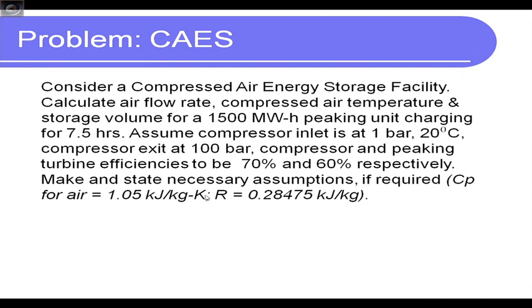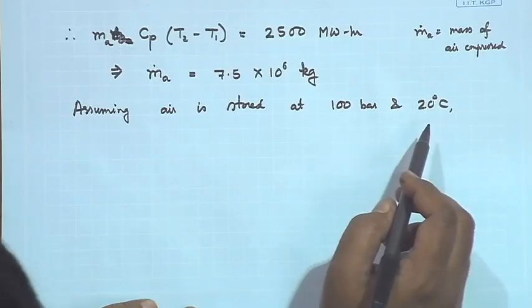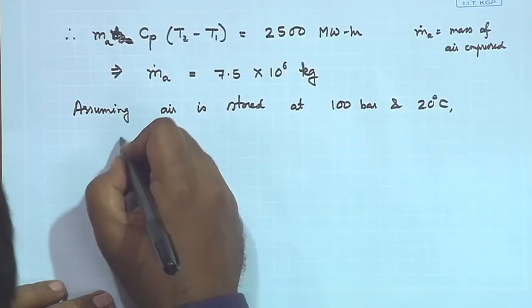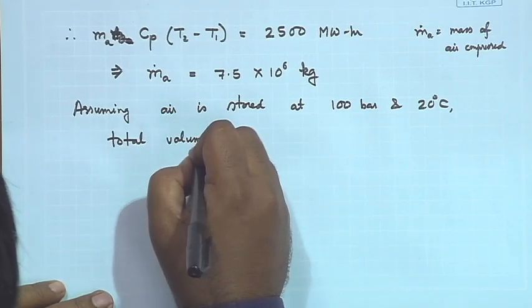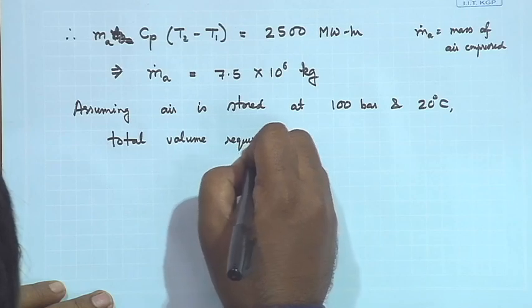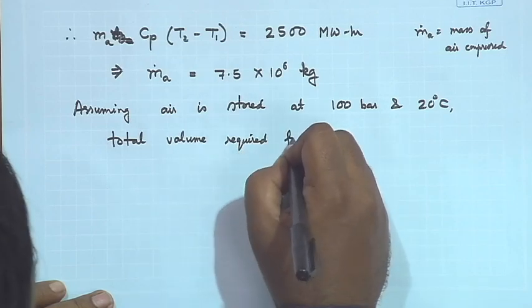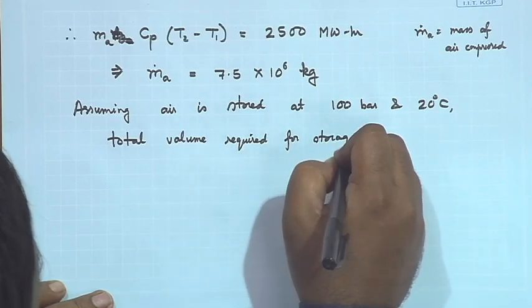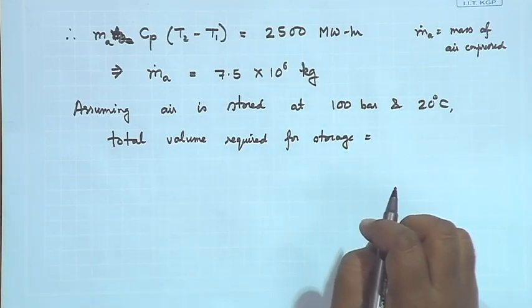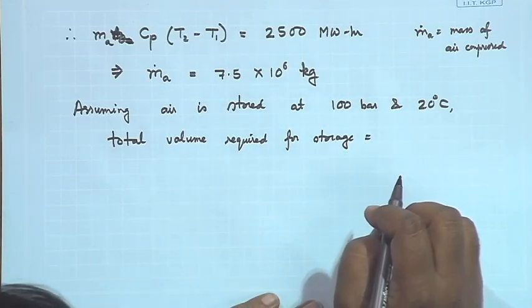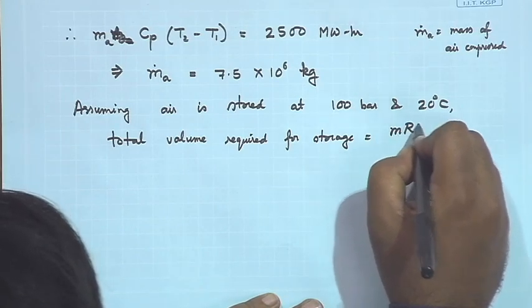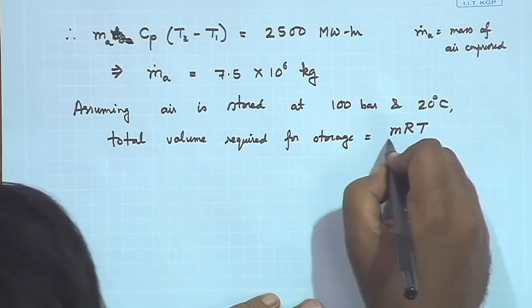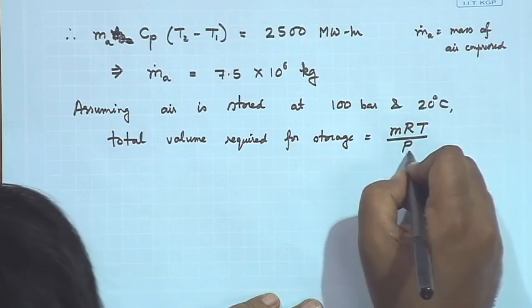So, therefore, 100 bar and 20 degrees centigrade, I can write the total volume required for storage. So, therefore, storage volume, what are we going to use? We are going to use PV equals mRT, air, okay, V equals mRT by P, and in this case what is it?